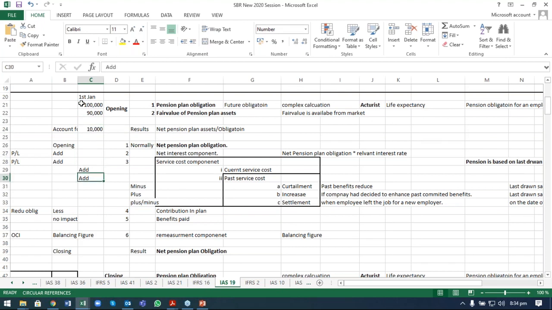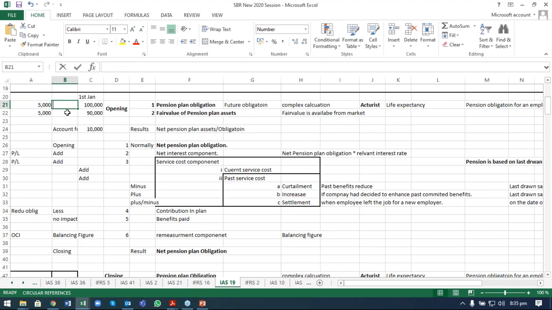If there is a benefit paid to the employees, it's not the company who is paying the benefit to the employees. It's the pension plan assets which are paying the employees. Suppose the pension plan has paid an amount of 5,000 to the employees for the pension of the current year. It means the fair value of pension plan assets should reduce by 5,000. And as the pension plan asset has paid a 5,000 obligation, the obligation must also reduce by 5,000.